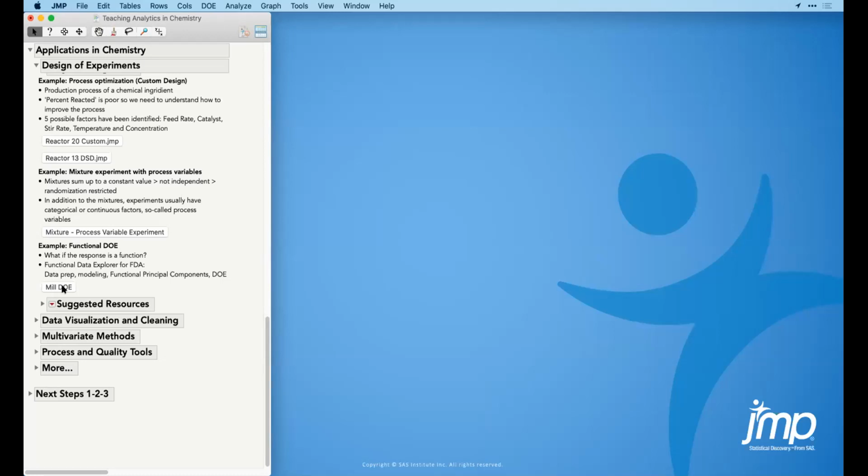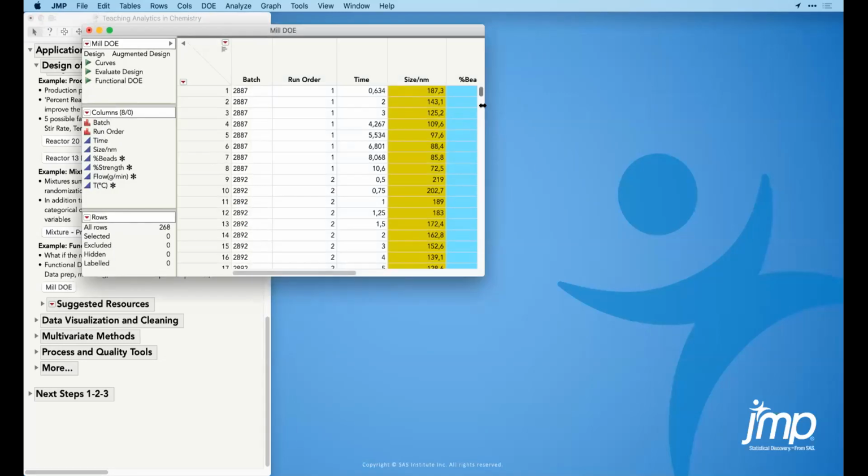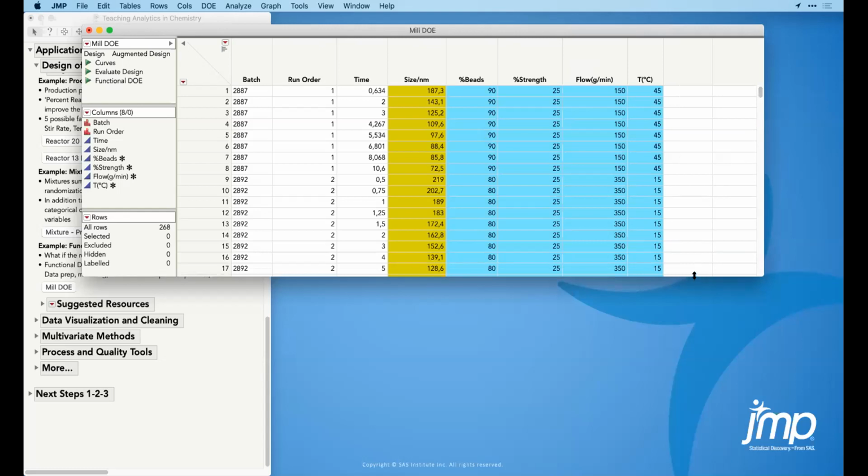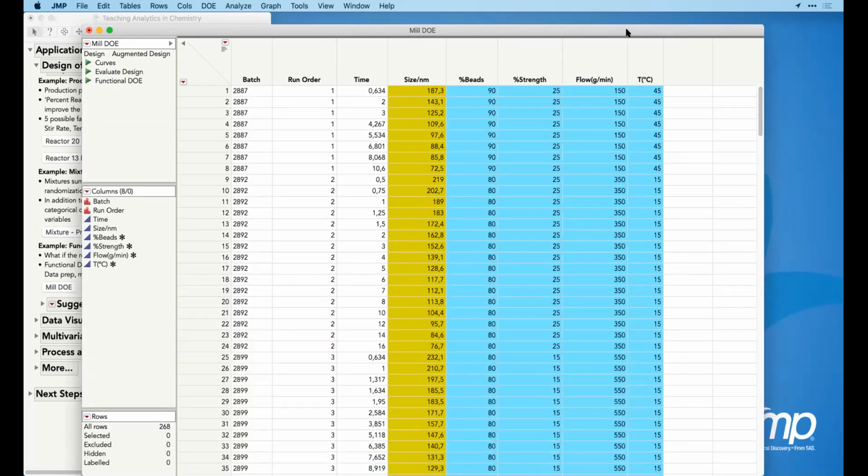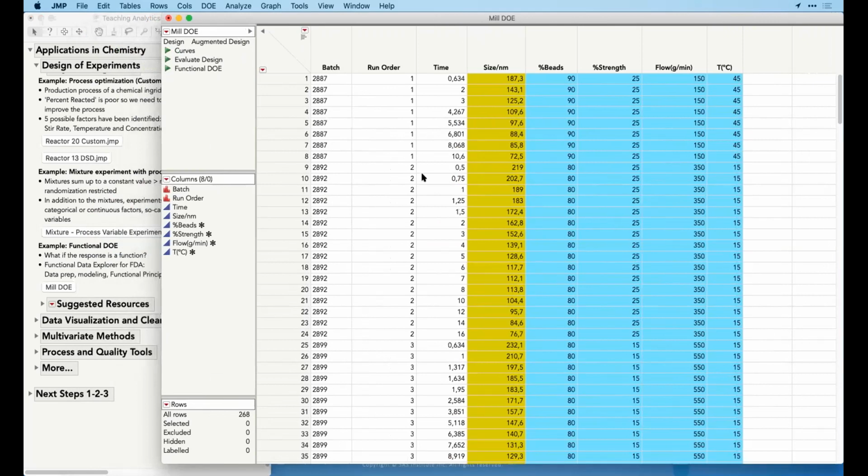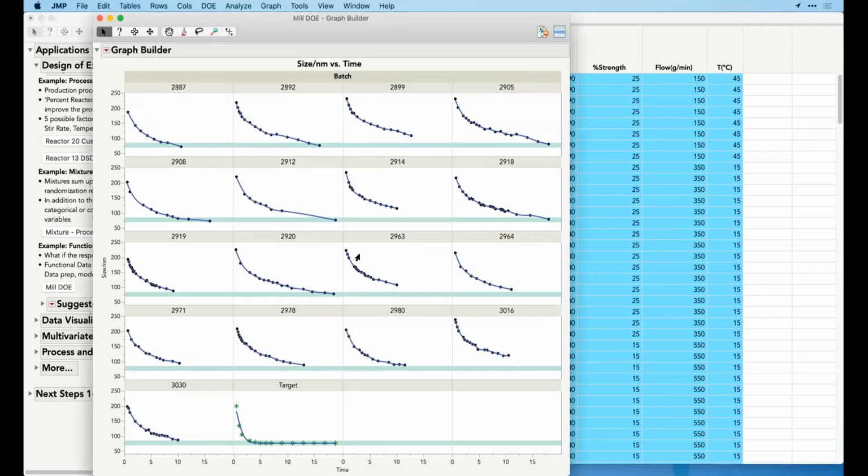The last example here is an example where our response is not just a single value, but a function. Here we see the functions for different batches. These are functions of a sizing response over time. And time is also not synchronous, not the same time measurements for all batches, but they are different.